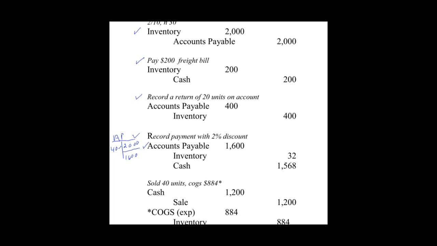So you would need to remove that from the accounts payable account, and that shows you how we came up with that amount. Recall you have a 2% discount, so you could take 2% off of this and pay that much less. 2% of $1,600 is $32. Notice that also comes out of the inventory account as a reduction of the price of the inventory, and the difference is a credit to cash.